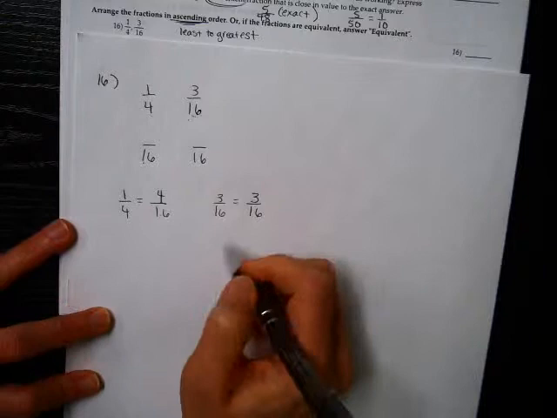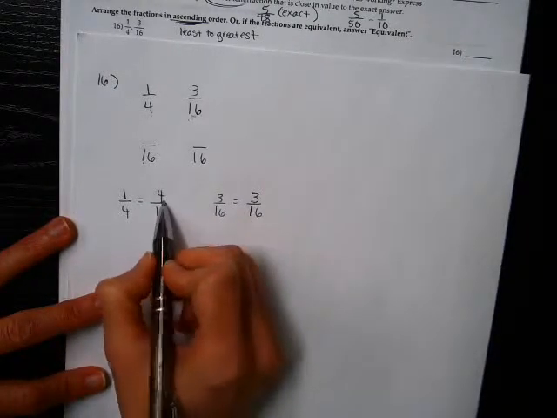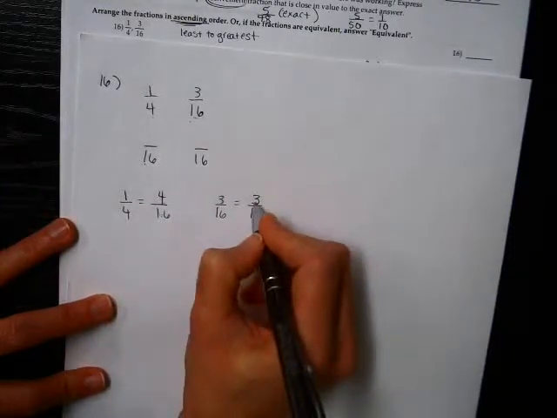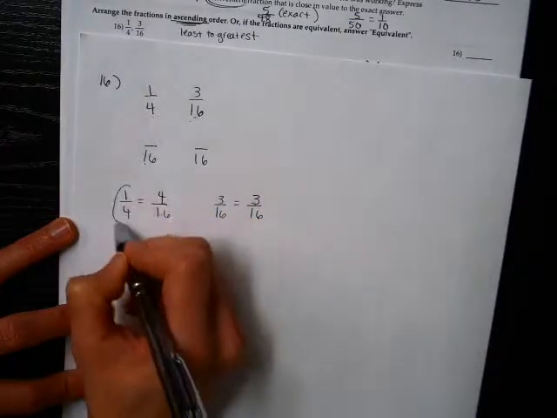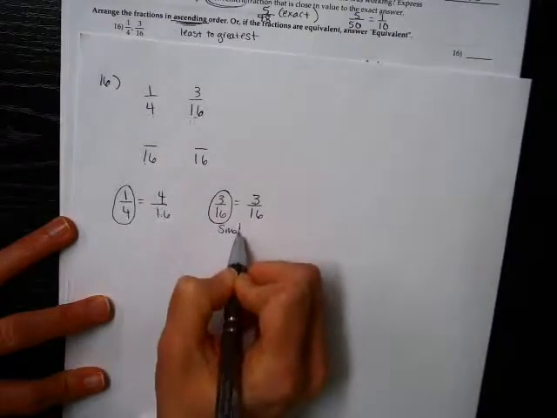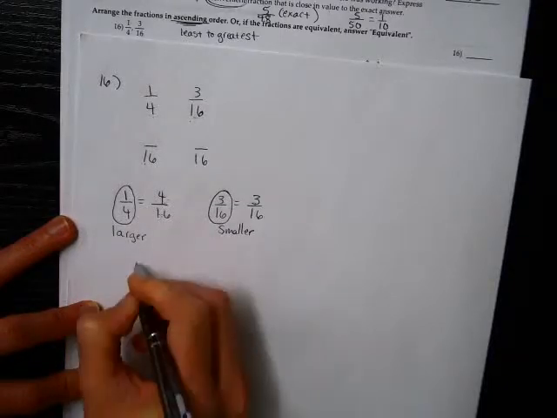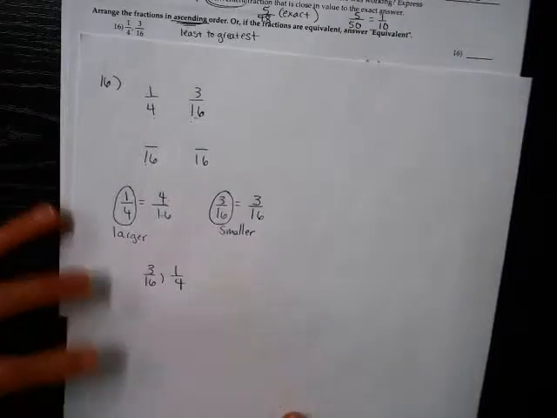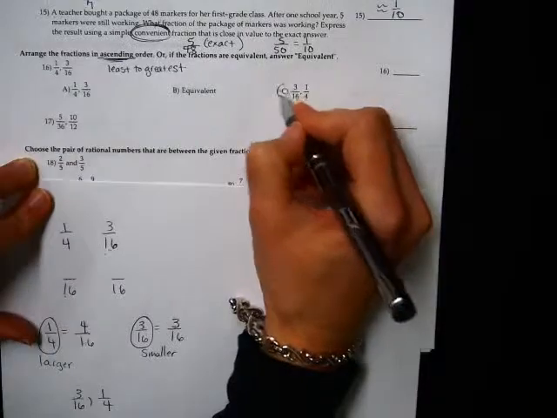Okay, so if I do ascending, which is least to greatest, we know now we compare the top numbers, the numerators, once we have them with the same denominator. So we know that 3/16ths is smaller than 4/16ths, but we need to put the original fraction given. So this one would be smaller. This one would be the larger one. So we would write our answer as 3/16ths, comma, 1/4, which on this sheet is C.